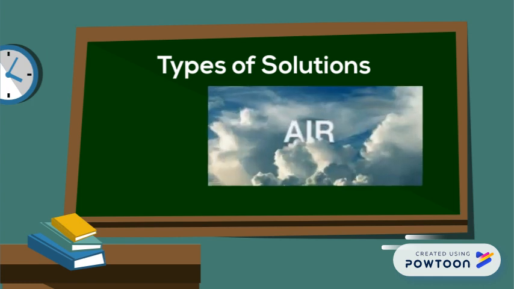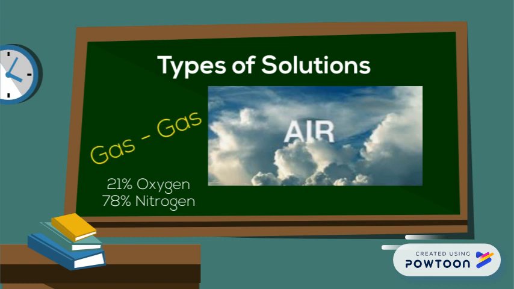In air, oxygen mixes uniformly with nitrogen. Oxygen is the solute because it is the smallest part at 21% of the air, and nitrogen is the solvent at 78%. This is known as a gas solution.